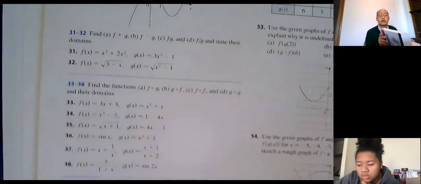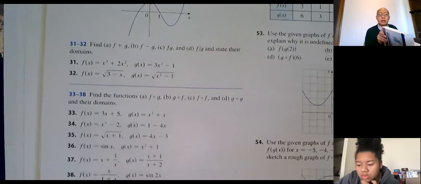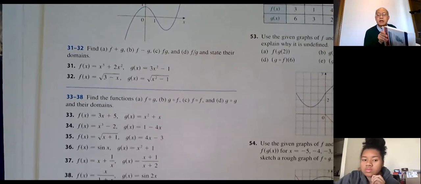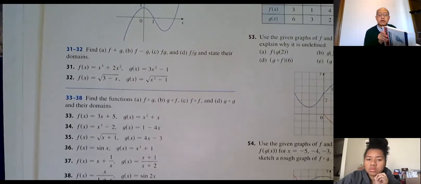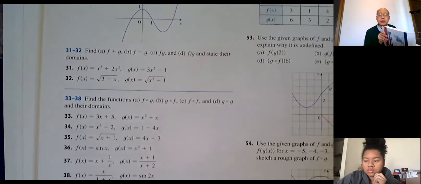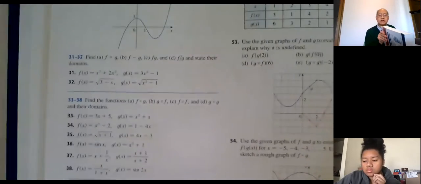Okay, so please look at 31. Sorry, I can't point it to you because I'm holding up the book. Okay, you have 2 functions. F of x is x cubed plus 2x squared. G of x is 3x squared minus 1. All you're doing in A, B, C, and D is add, subtract, multiply, and divide the functions.